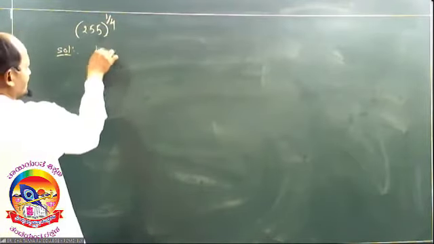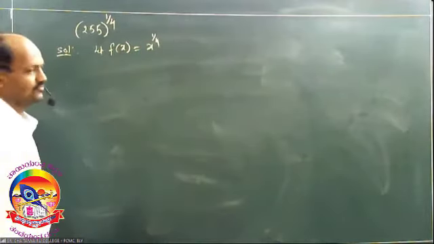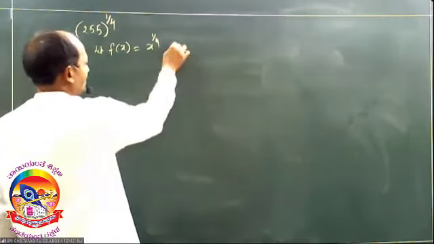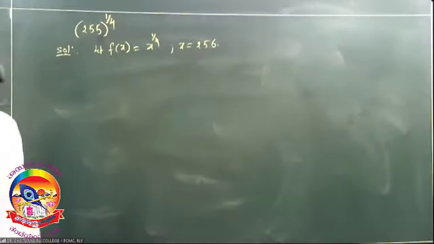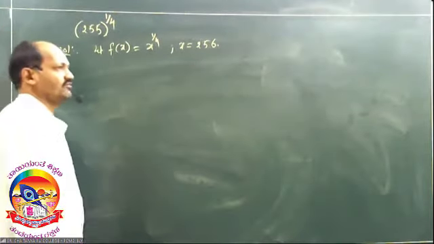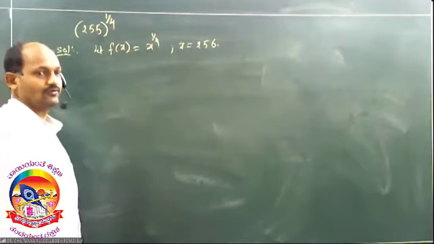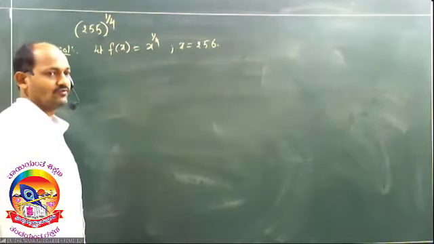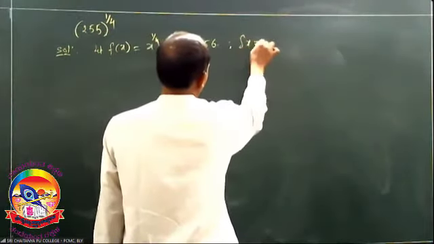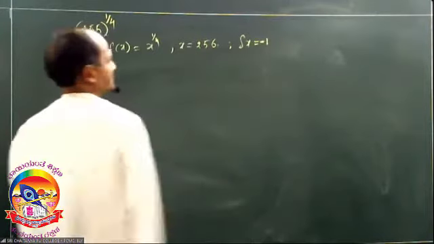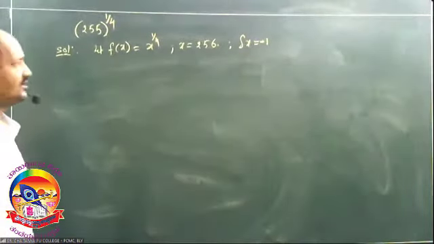What is the function? It is x power 1 by 4, fourth root of x. And consider x equal to 256. How do we get 256? Fourth root, 4 power 4 value is 256. And delta x is equal to minus 1. So 256 minus 1, that is 255.